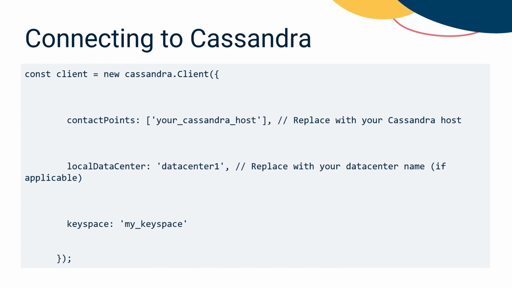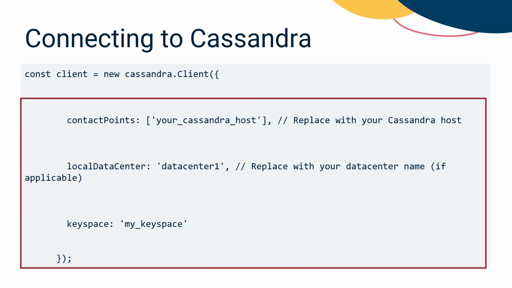The next step is connecting to Cassandra. First, a Cassandra client is created using Cassandra.client. Then, replace placeholders like your Cassandra host with your actual Cassandra host information.